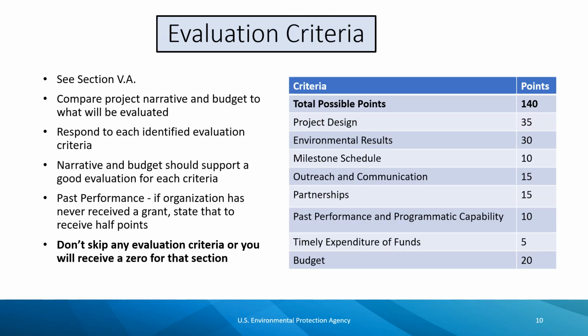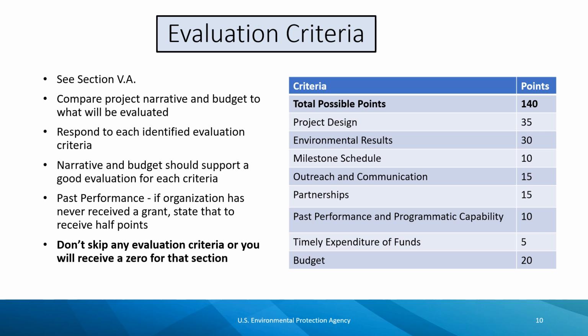Evaluation criteria. Now that your project narrative and project budget are complete, look at the evaluation criteria in Section 5A. For each evaluation criterion, compare your project narrative and project budget to the corresponding section. Be sure that there is a response for each identified evaluation criterion, and what you've included in your project narrative and budget is sufficient information to support good evaluation for each.